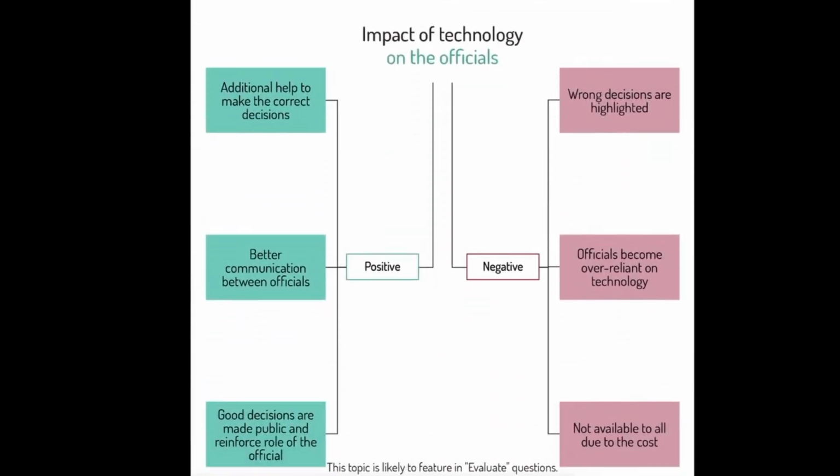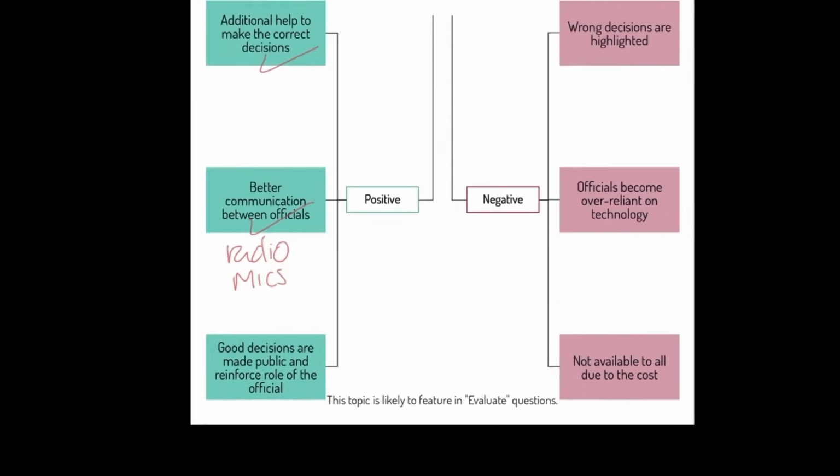On the officials, they make better decisions more often. They've got radio, they've got mics. They can communicate more easily with one another if they're a team of officials. And also, this important point, good decisions are made public. And that's a really good thing.